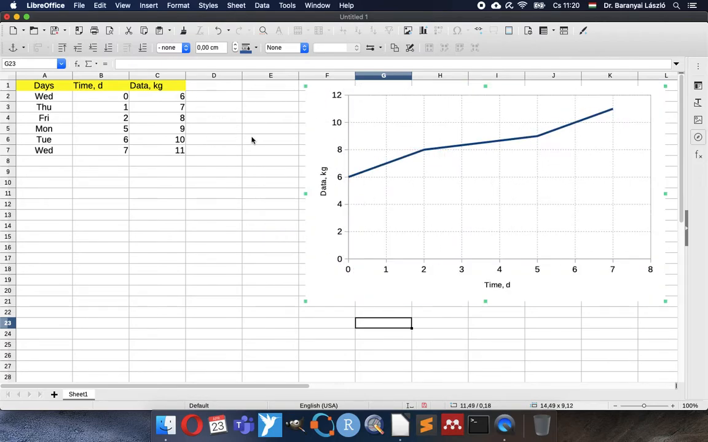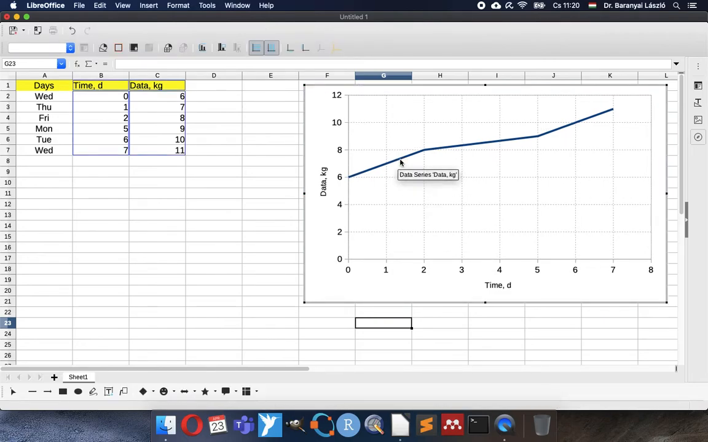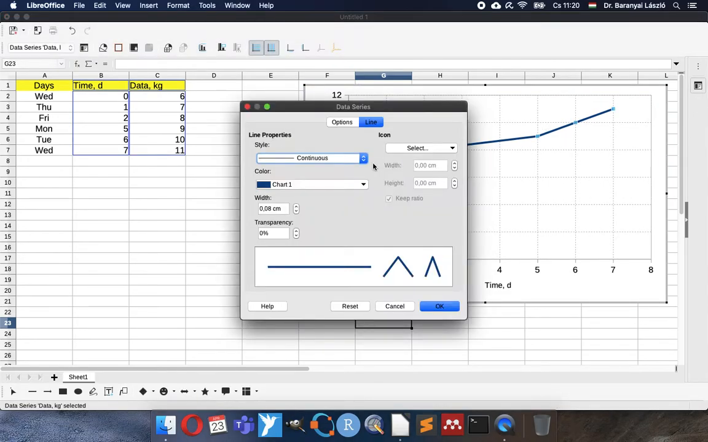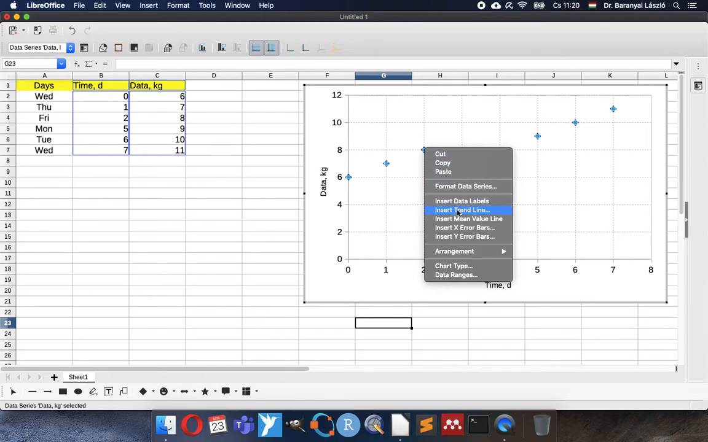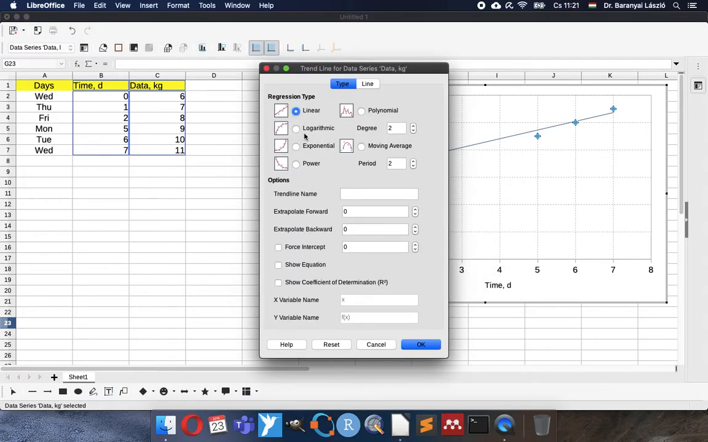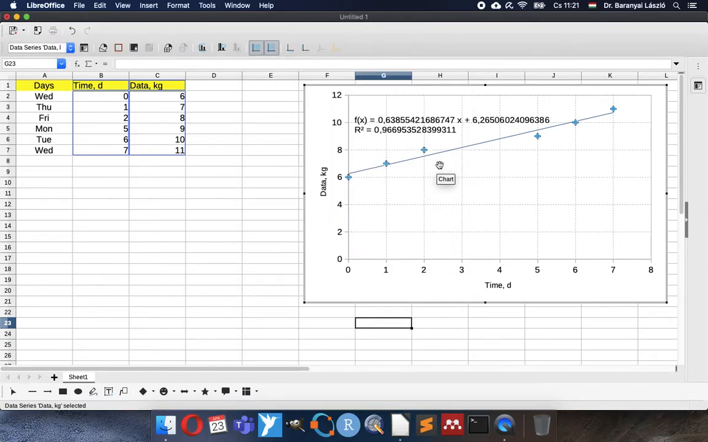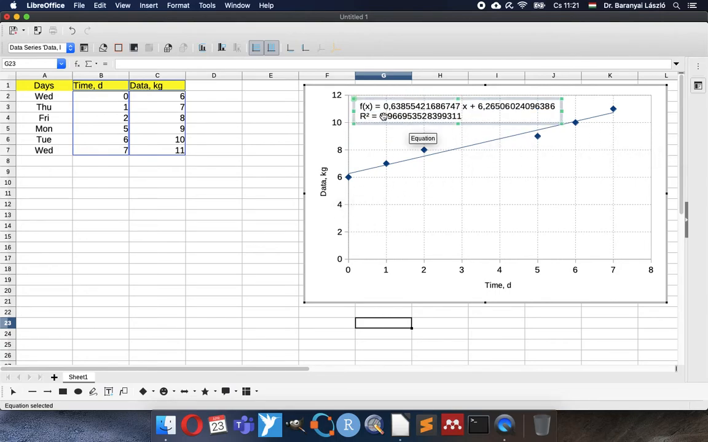I will make space for any further calculation. And first, I will modify the chart type, because I would like to have it without any line and an automatic symbol. It means that it will be more easy to get any trend line. We will insert our trend line as a single line. And I would like to see the equation and the determination coefficient together. So now you can see what is the function that can describe how data is changing during time. And here is the determination coefficient, how strong the relationship between time and my measured data.